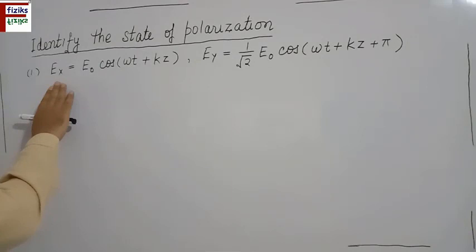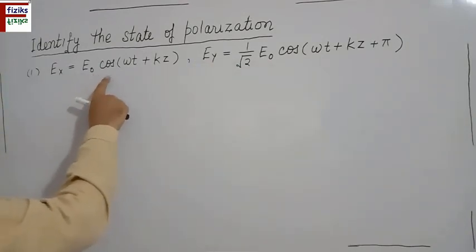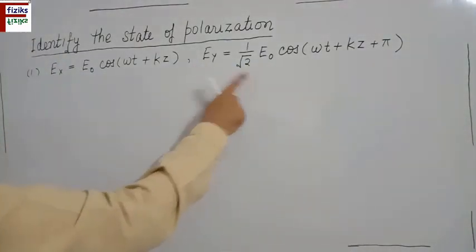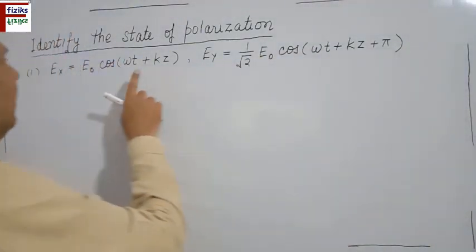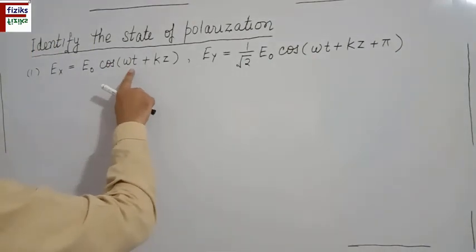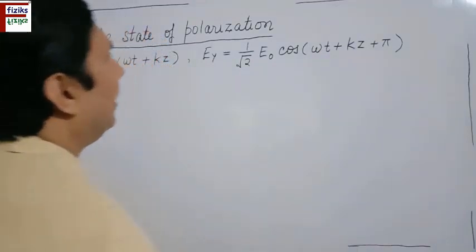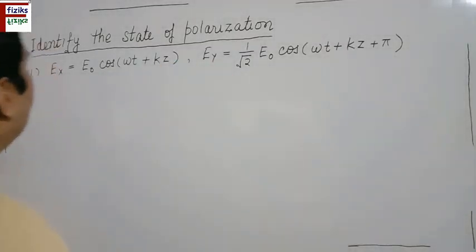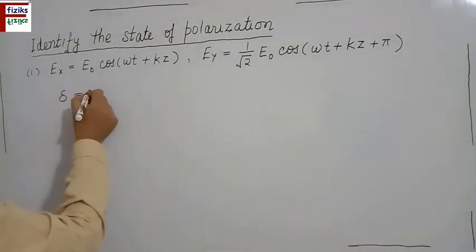So here we can observe the Ex and Ey components of the electric field, and both have a cos term. Their amplitudes are not equal, and by observing the argument term, we can find that here the argument term is omega t plus kz, and here omega t plus kz plus pi. So their argument terms have a difference of pi. So between the Ex and Ey components of this light, the phase difference delta is equal to pi.